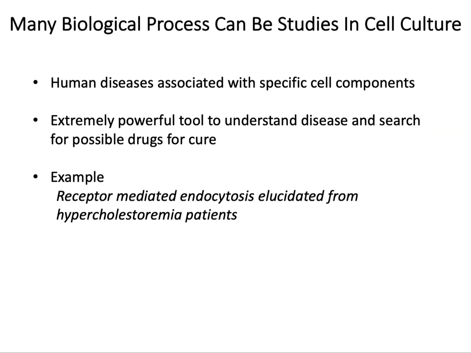It is not always possible to find a patient with a particular disease, and practically and ethically it is impossible to study diseases in patients routinely except in a few instances. So the scientists have to study them in vertebrate animal models, but even animal model studies have limitations. But as many human diseases are associated with specific cell components and their malfunctioning, studying cells in culture provides an extremely powerful tool to study many diseases. For example, receptor-mediated endocytosis was elucidated from hypercholesterolemia patients.